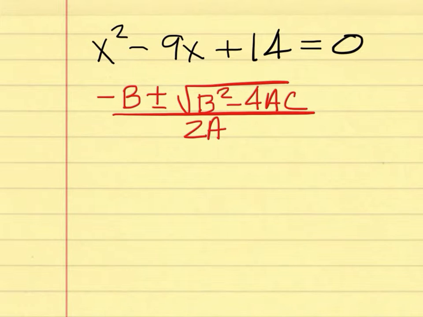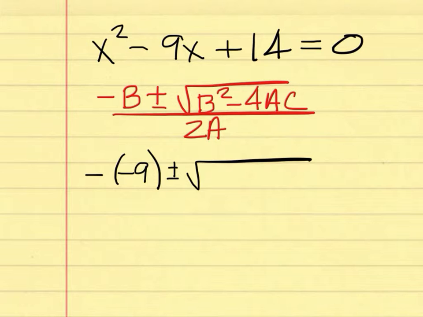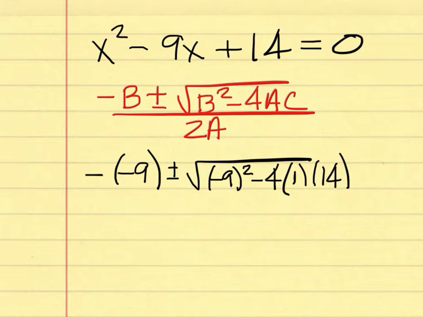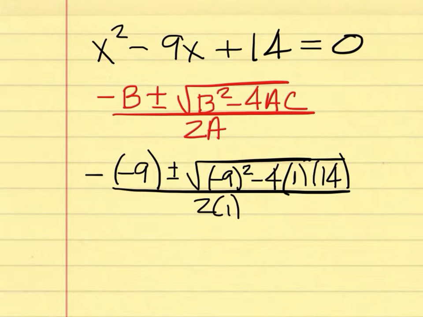Yeah, b is negative 9, so we do negative 9, and then we'll do the quantity squared of negative 9 minus 4 times, what is a? And that goes to 11c. 1 is right, and what is c? And that goes to Baldridge. 14 is right. And on the bottom we'll have 2 times a, so that's 2 times 1.